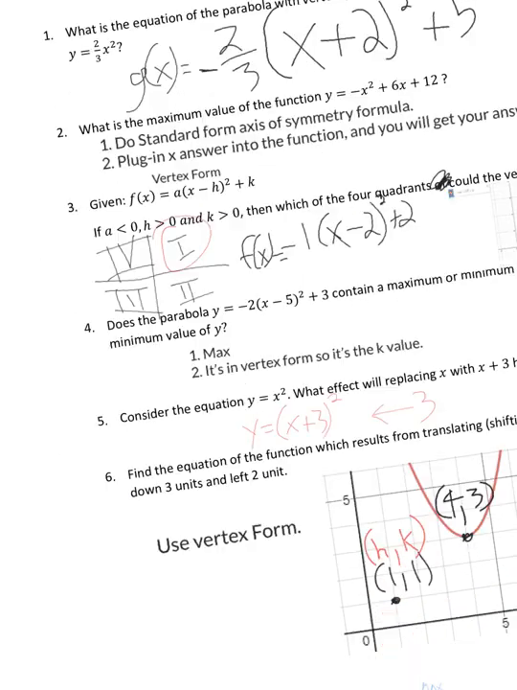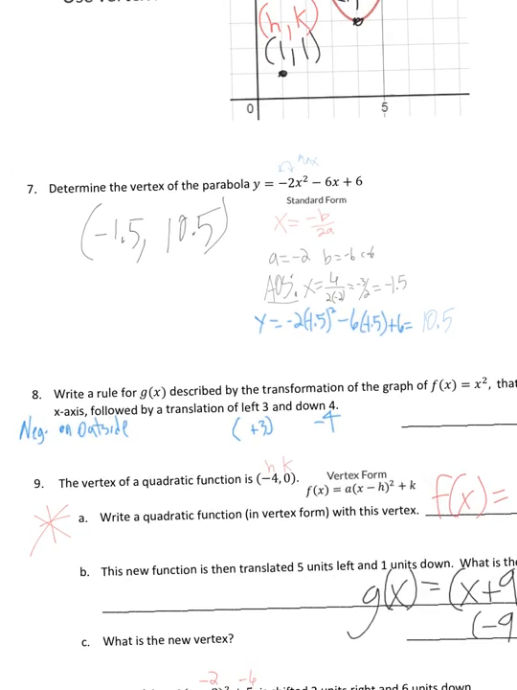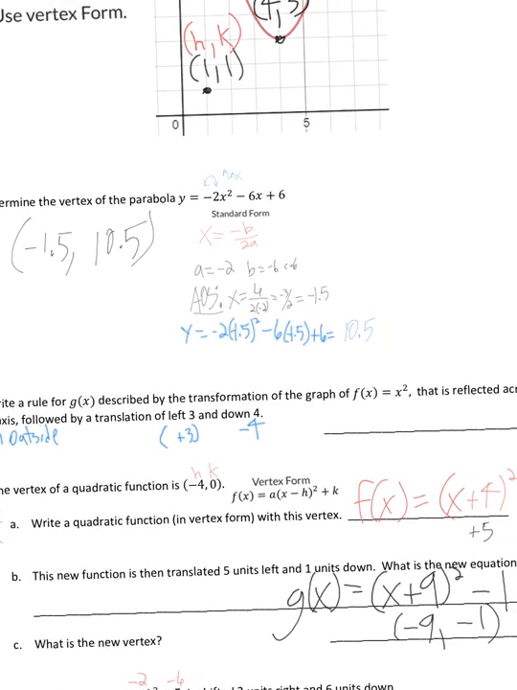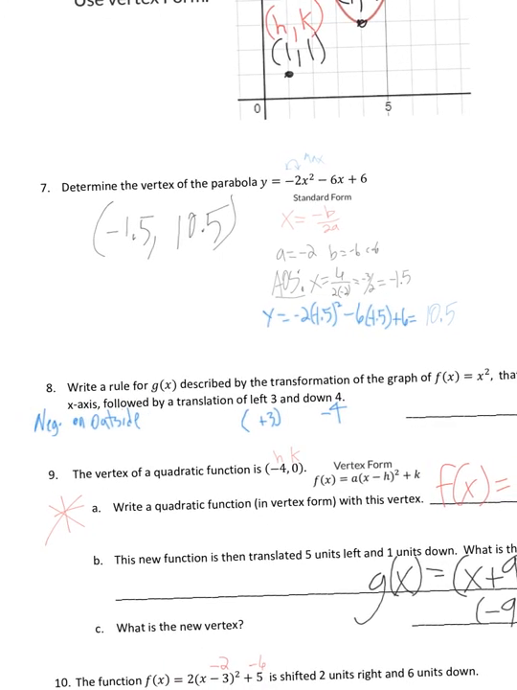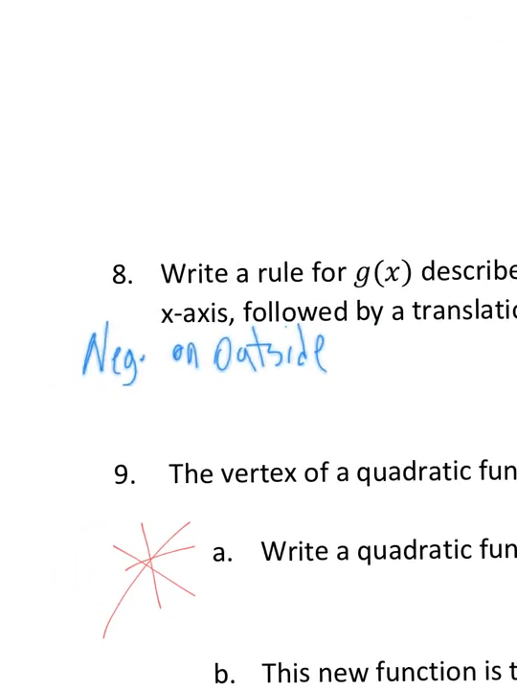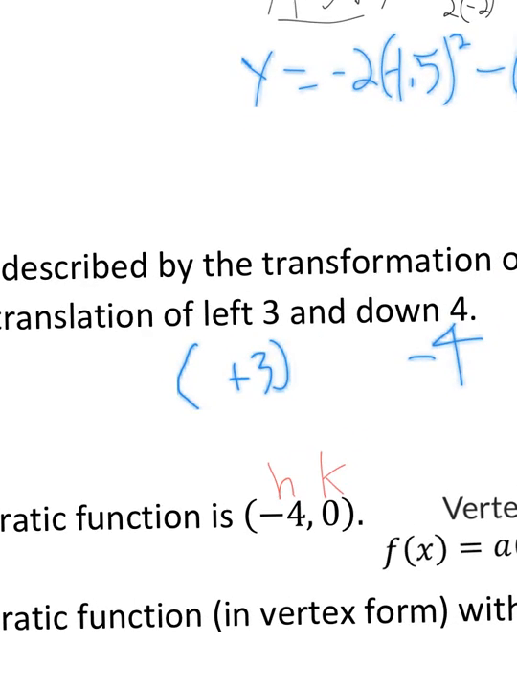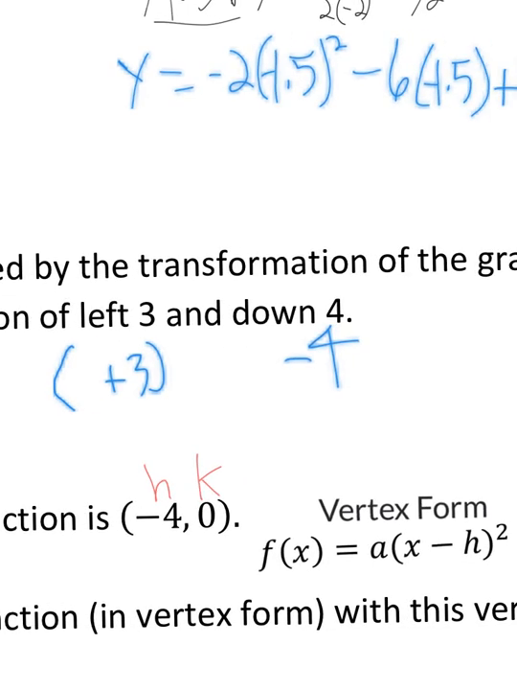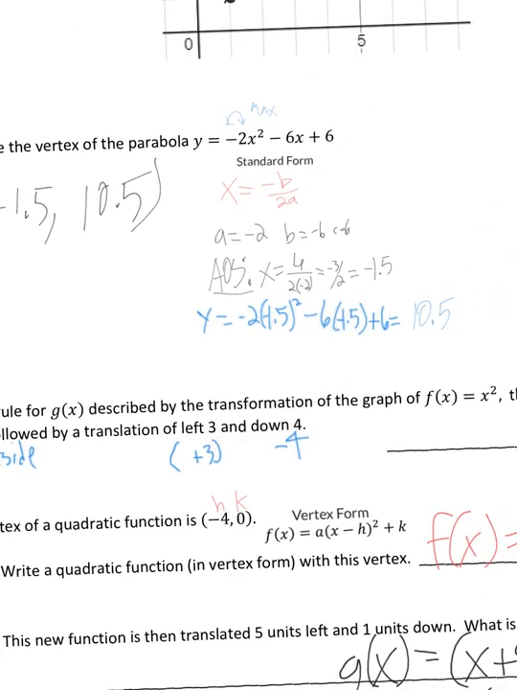Okay, number 8. Write a rule for g of x described by the transformation of the graph of f of x equals x squared that is reflected across the x-axis, followed by a translation of left 3 and down 4. So, how do you reflect on the x-axis? Throw a negative on the outside of the function, okay? How do you get something to go left 3? You add 3 to the inside of the function. That's why I put it in parentheses. And how do you get something to go down 4? You minus 4 on the outside. Okay, so I just wrote little hints there. You can put that all together and write your own function.